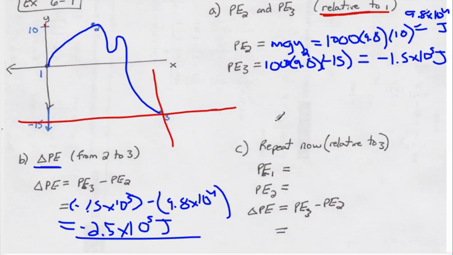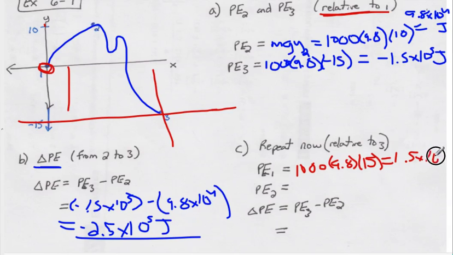Okay? So, what's the potential energy over here? That is up 15, isn't it? So we're going to do m g and up 15. Let's see. Calculator says 1.5 times 10 to the 5th. What do you know? There's symmetry in this problem, right? Before it was down that much, so it was negative. Now it's up that much, so it's the same thing but positive.